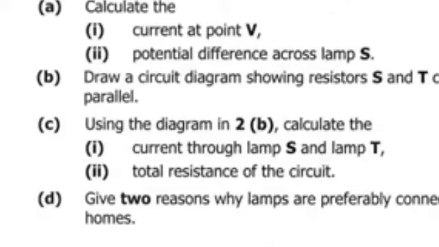It says current through lamp S and lamp T. Calculate the current using the diagram in 2B. So we are using the diagram which you have drawn. So this is the 2B. Now C says using the diagram in 2B, calculate the current through lamp S and lamp T. So we are calculating the current now. We're going to start our calculations now. Now that I have drawn, I can do the calculations here.